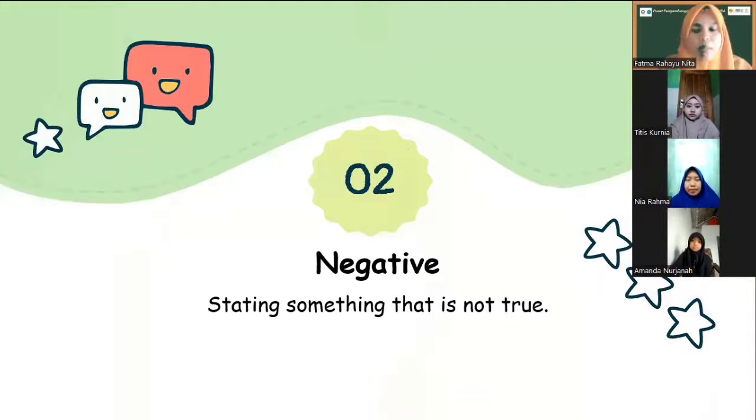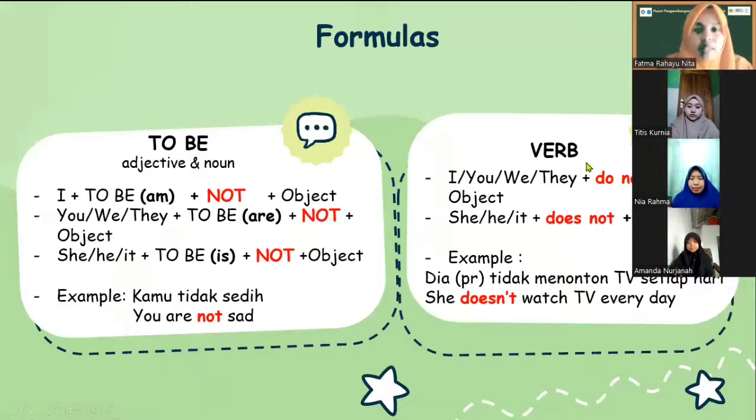Okay, it's about negative. Negative is used to state something that is not true. So let's see the formula here. It is the same as the positive, but in the negative, we use not. Remember, we add not after the to be. So for example, in the to be, kamu tidak sedih. So you are not sad.